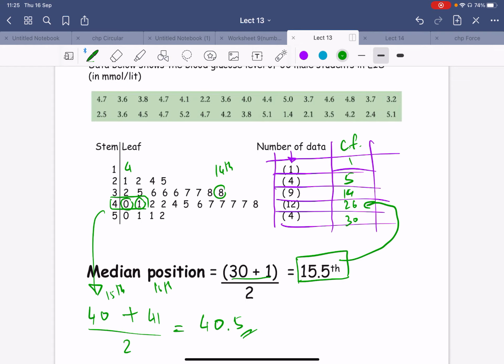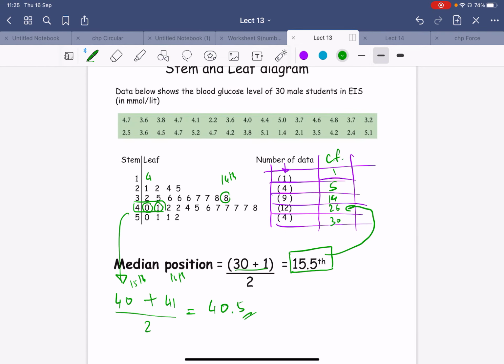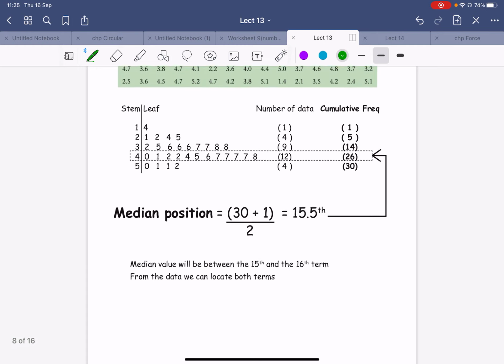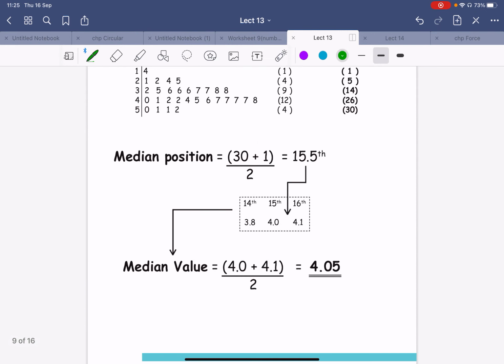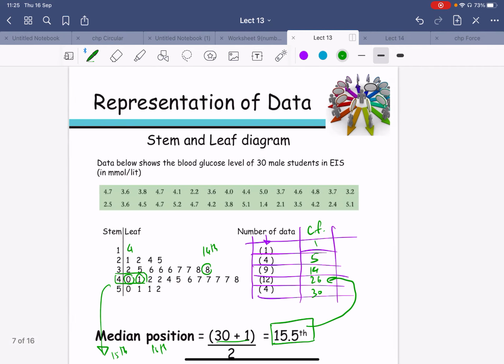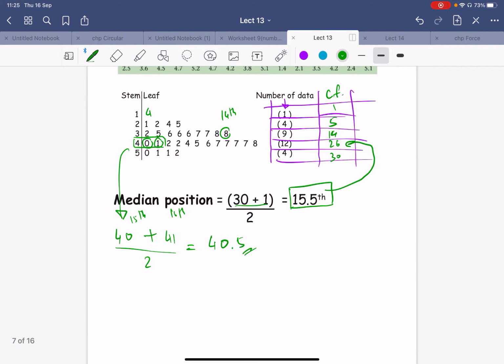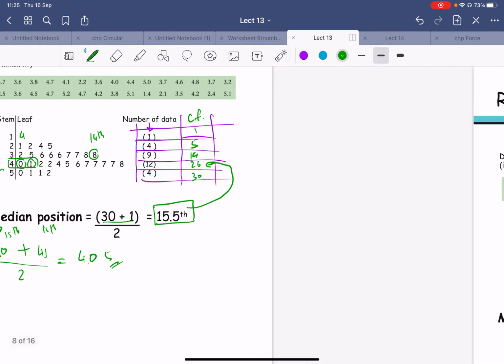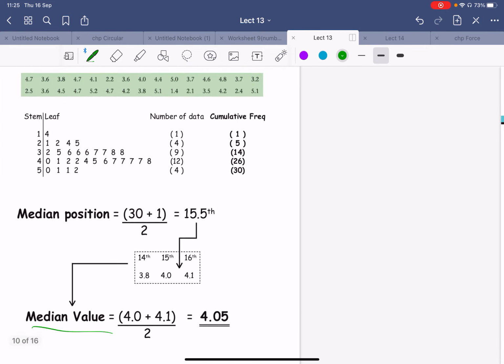There you go. Okay, so this is how I am looking for the value of the median. This is the median value, 4.05. You can put a decimal point here. I'm changing this, the decimal point I didn't put, so I put it here. So this is 4.05. Okay, so finding the median is straightforward.